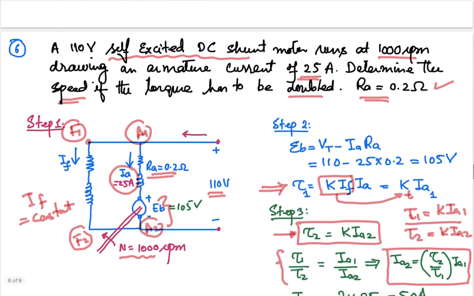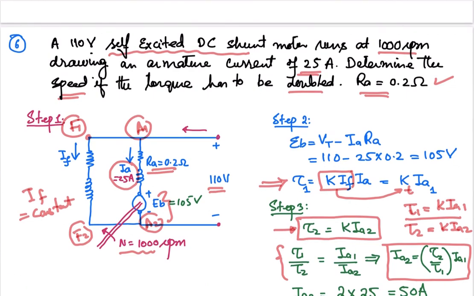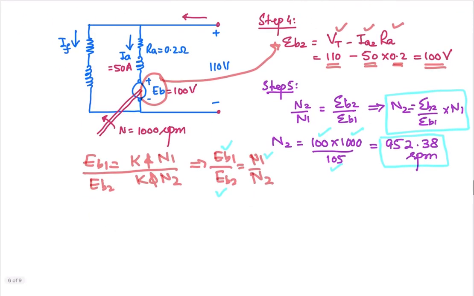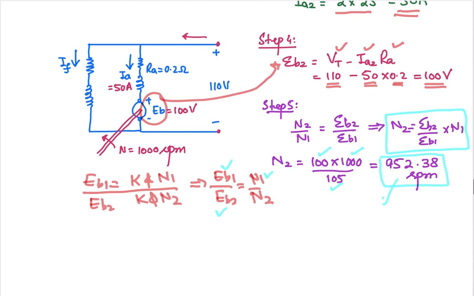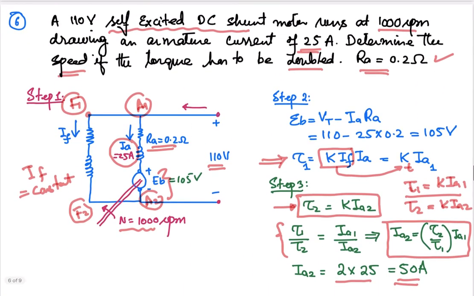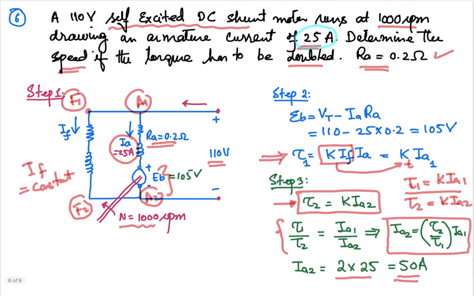So when you double the load, the current is doubled, the back EMF changes, and your machine is now going to run at 952 rpm instead of the 1000 rpm at which it was running when the current was 25 ampere. When you apply the load on the machine, the current increases, the back EMF is adjusted to the new value, and the speed drops, and all of that we have calculated in this example. So that's all from this video. Thank you very much.